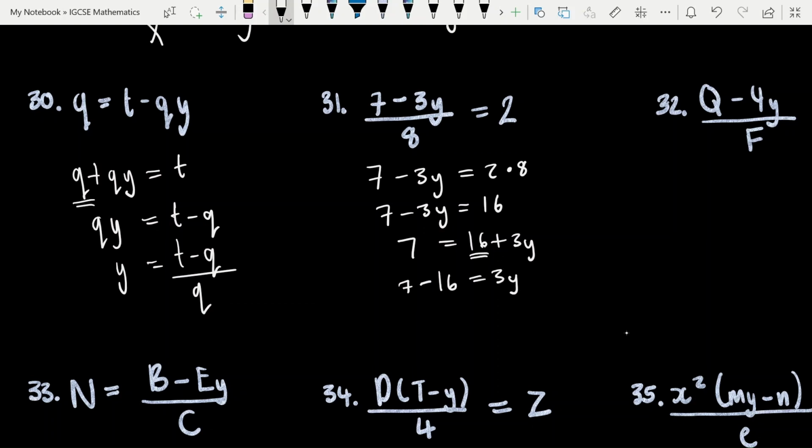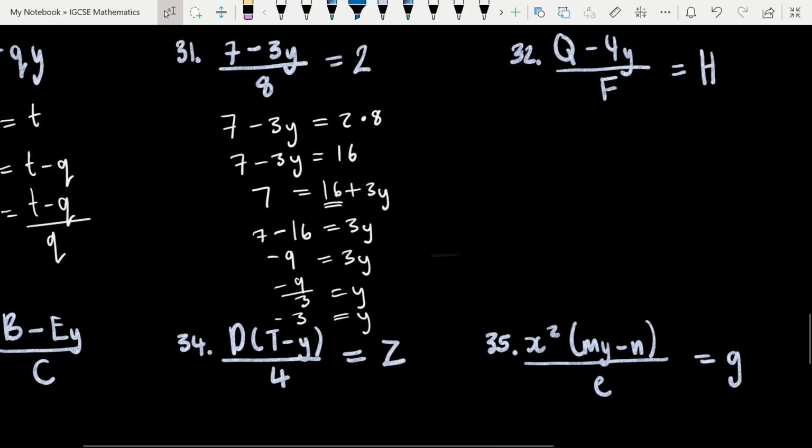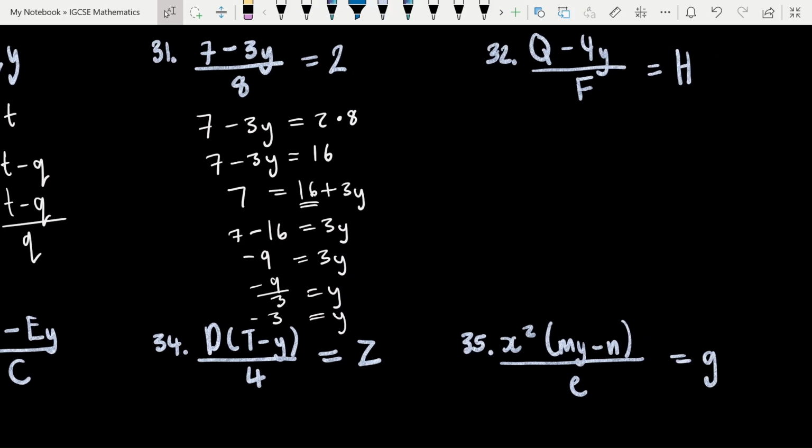Okay, 7 minus 16 is negative 9? Yeah, something like that. And it is equal to 3y. Okay, you can correct me if I'm wrong. 3 goes to the other side. Negative 9 over 3 is equal to y. Negative 9 over 3 is just negative 3, which is equal to y. Good.